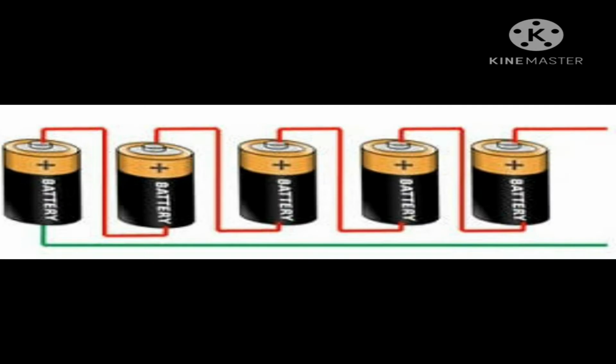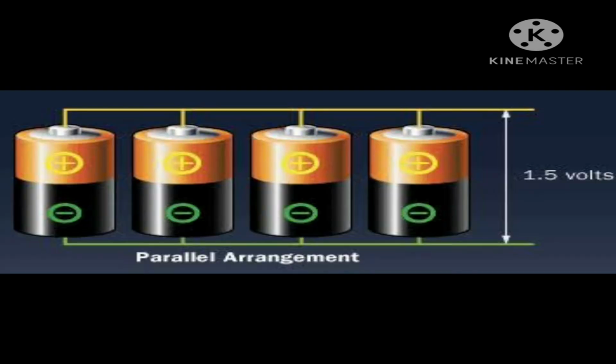There is another source of electricity, that is electric cell or battery. Battery is the combination of two or more cells. In a battery, electric cells can be connected in series or parallel. Now, in order to obtain electricity from a cell or battery, we have to connect it into a circuit. So, let us study about the electric circuit.